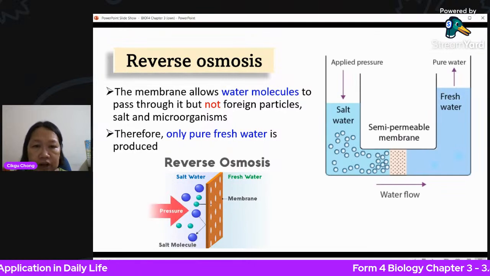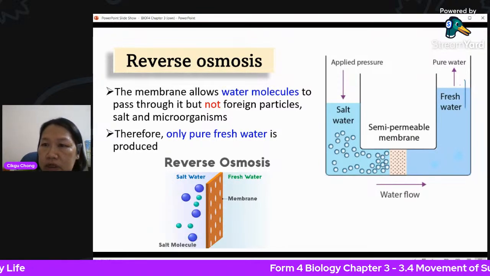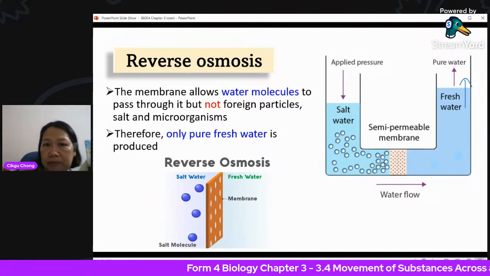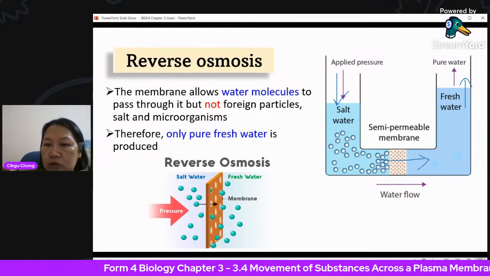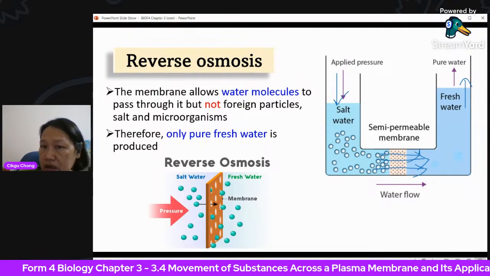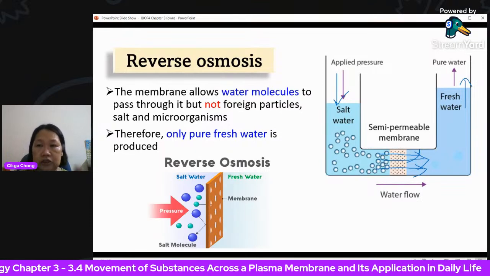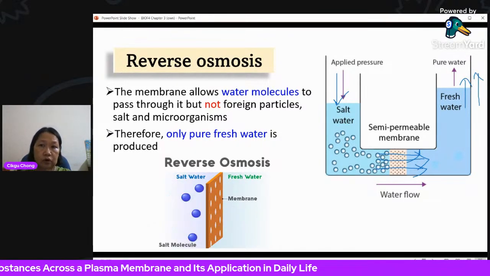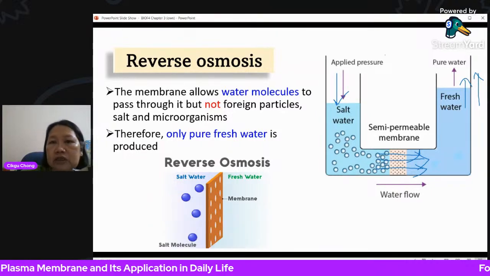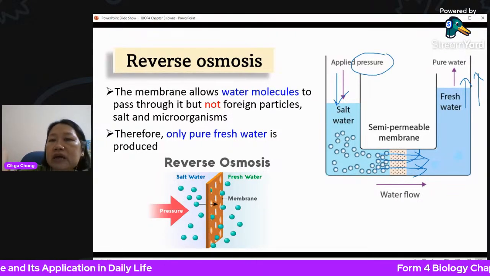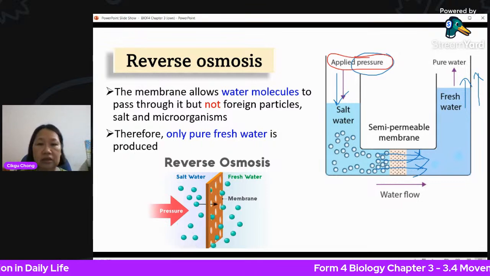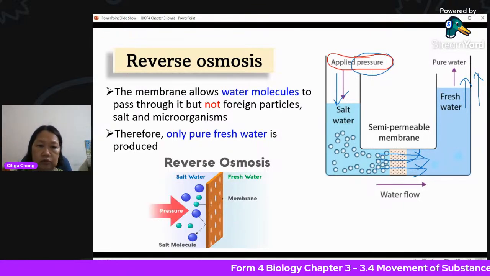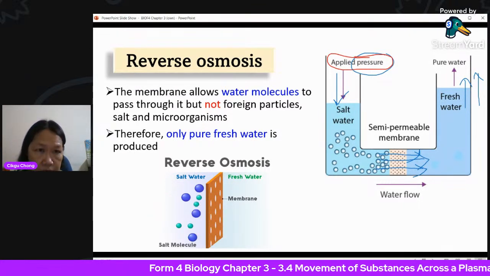So now you've got fresh water. On this side the water will increase, because you're applying pressure here, and all this water can pass through, not the solutes, not the salt. So here your water will rise up. You are making more and more pure water if you apply pressure. So remember, you have to apply pressure. Otherwise, it's not going to work. You're not going to have any reverse osmosis.